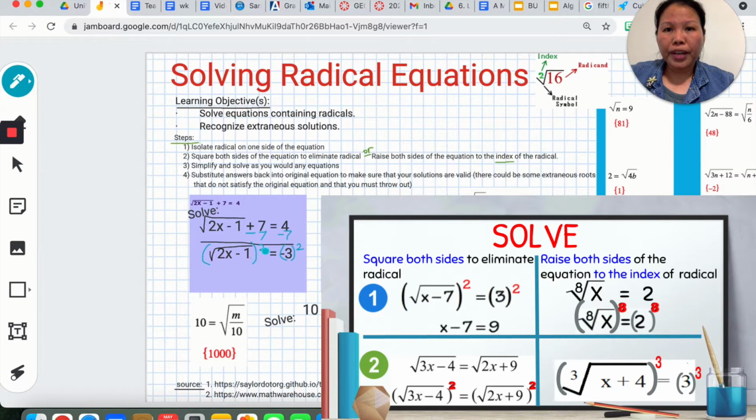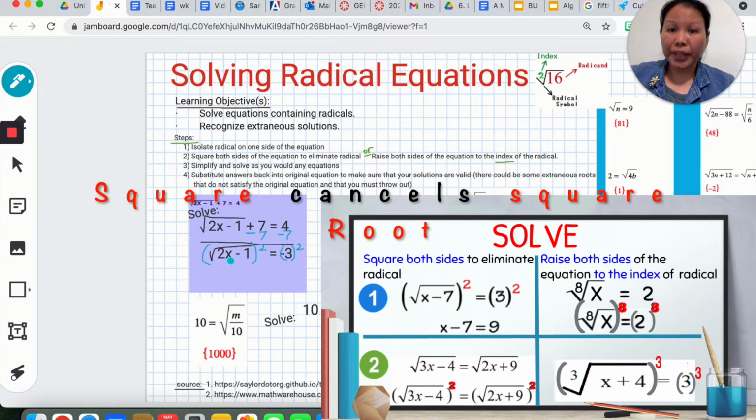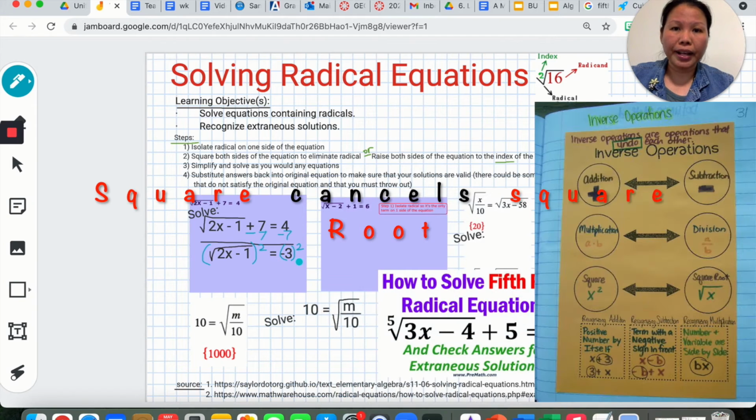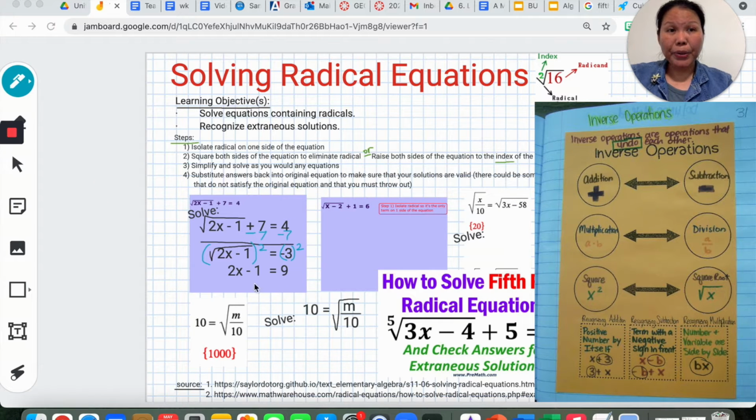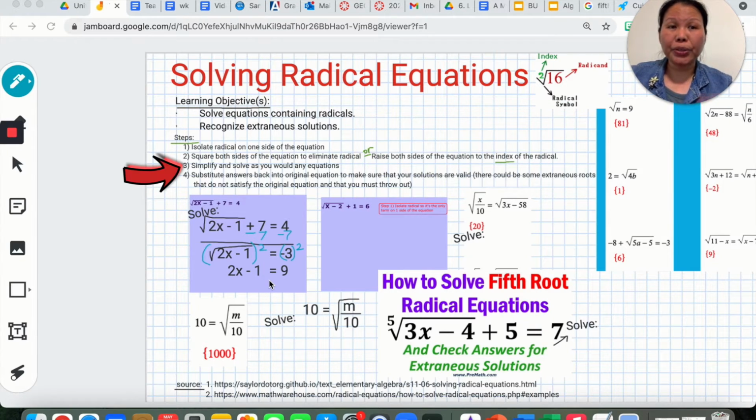What I will then have is the square and the square root cancel out. We only have 2x minus 1 on the left, and then on the right hand side we take -3, multiply it by itself, and we get 9. From here on, you can see we no longer have the radical symbol, or the square root, in the equation, and we're going to solve the equation the regular way.